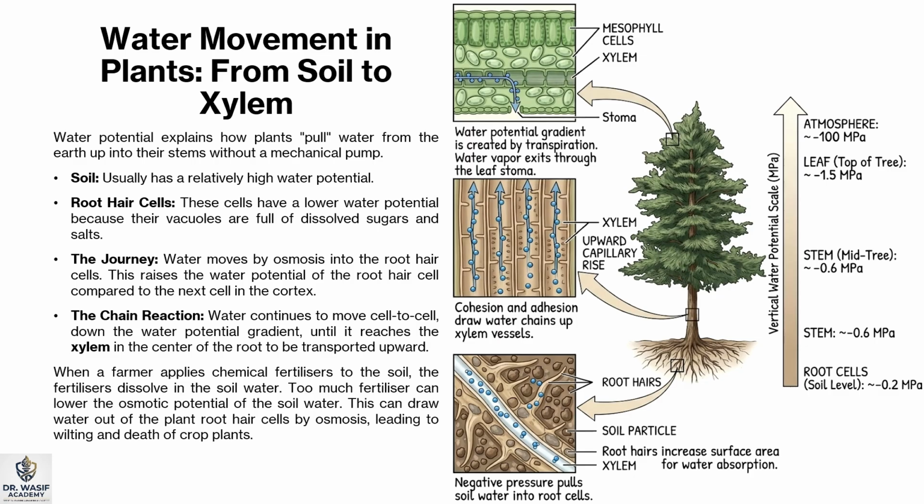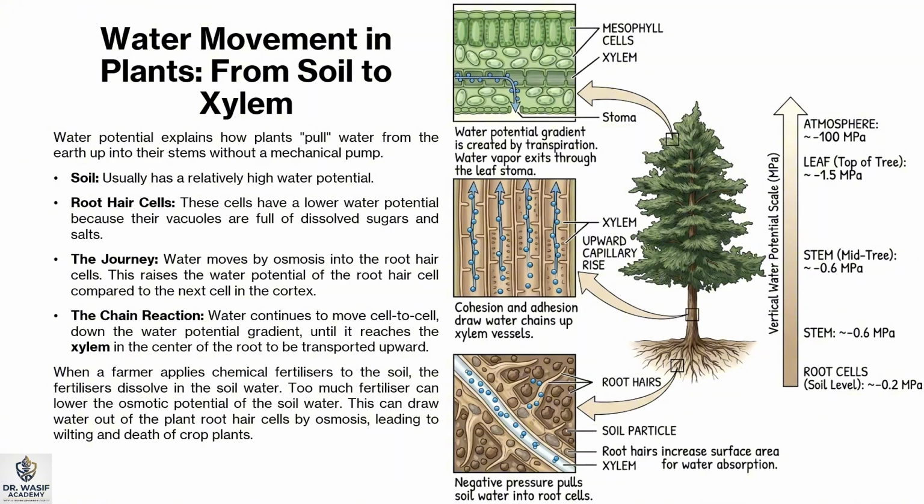I repeat it. The cell vacuoles have a high concentration of dissolved sugars and salts. If the concentration of these solutes, which are sugars and salts, is higher, then there is a smaller number of free water molecules. If there is a smaller number of free water molecules, then the water potential will be lower in comparison to the soil. Because water always moves from high water potential to low water potential, it rushes into the root hair cell by the process of osmosis.